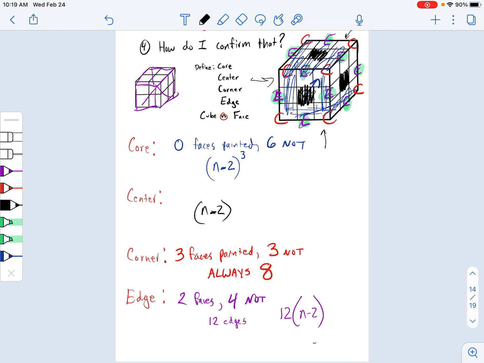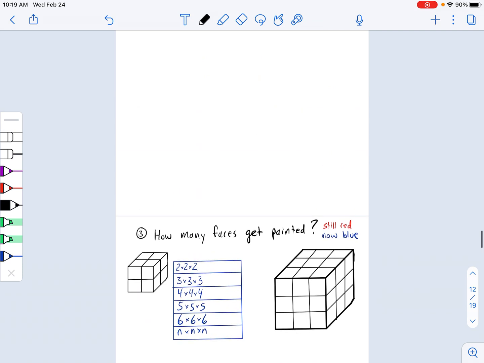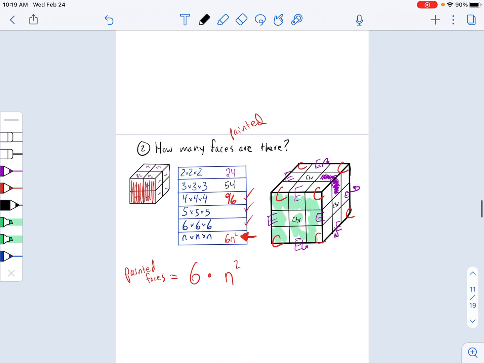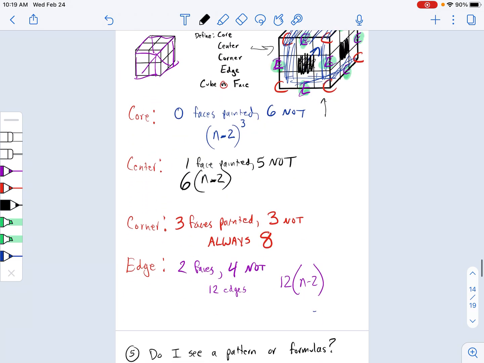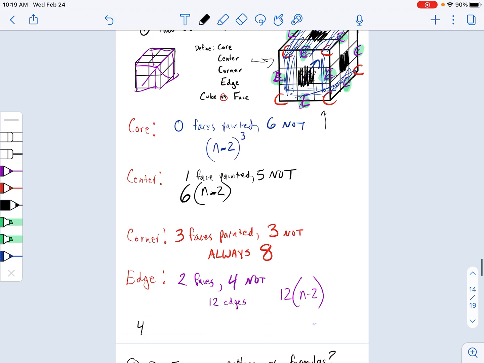And how many faces of the cube do I have? 6. So that's the number of centerpieces. I said core. That has 1 face painted and 5 not painted. So remember, I'm trying to confirm that a 4 by 4 by 4 has 96 faces that are painted. Logically, we confirm that should be 6n squared, and a 4 by 4 by 4 should be 96. So that's the question. Is that true?